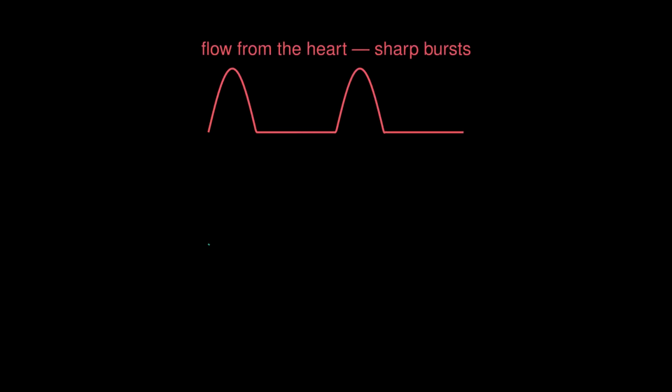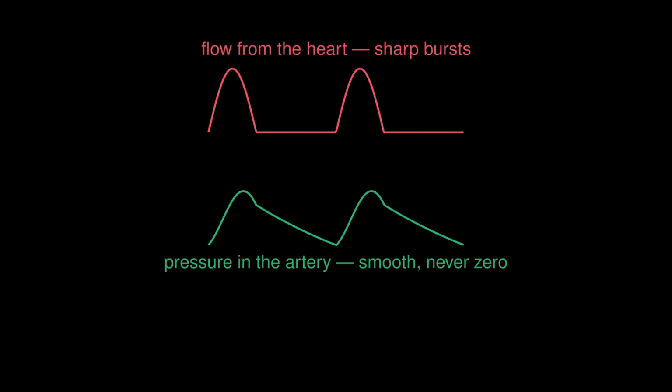Your heart doesn't pump in a smooth stream. It fires in sharp bursts, once per beat. So here's the strange part. The pressure in your arteries doesn't spike and crash with every beat. It stays high and falls off gently even while the heart is resting. What smooths it out? Why doesn't it crash between beats?